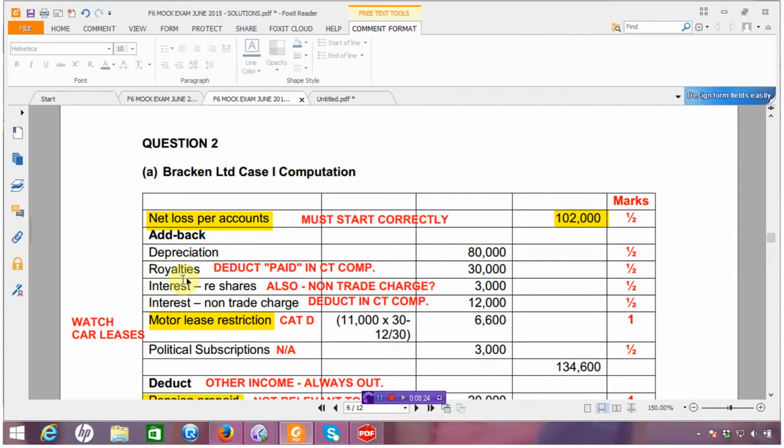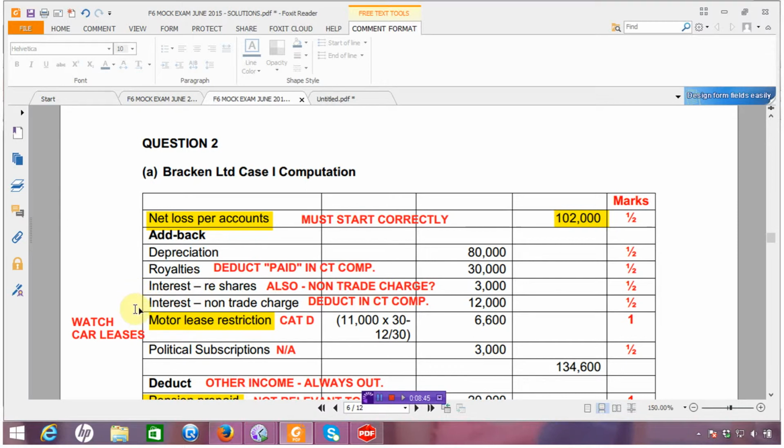The royalties, as I've said, this is the figure shown within the trading and profit and loss account. We're effectively adding that back. We're getting rid of that and we're taking it to the CT comp. So just watch out for trade patent royalties. We're looking to add back and then bring them to the CT comp.